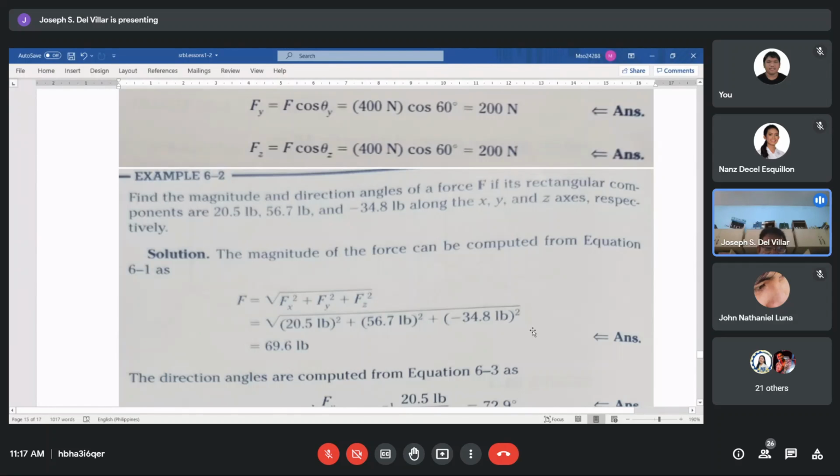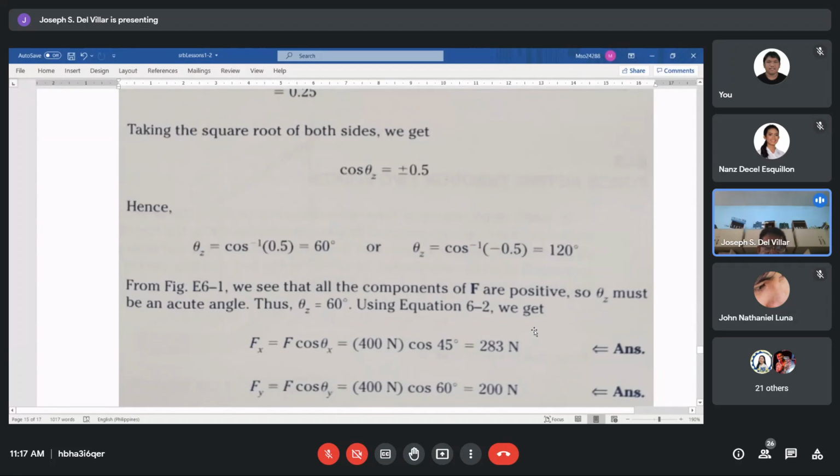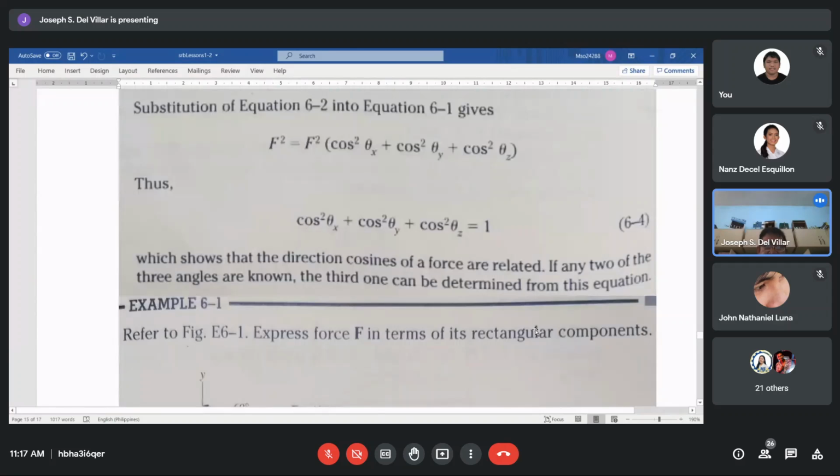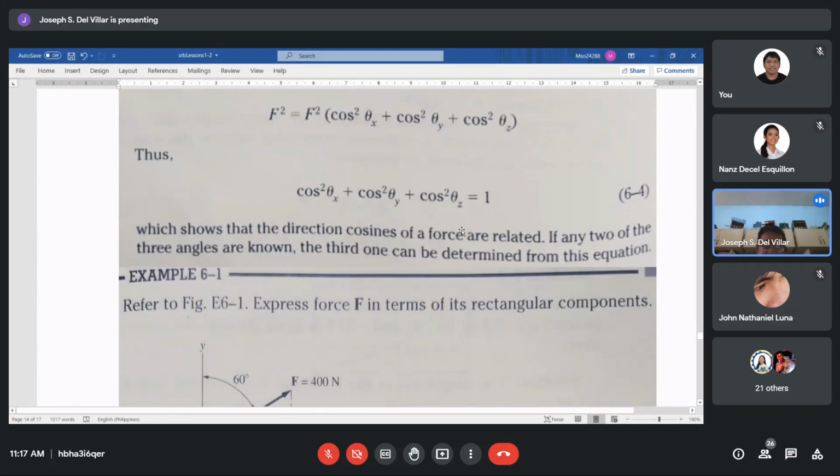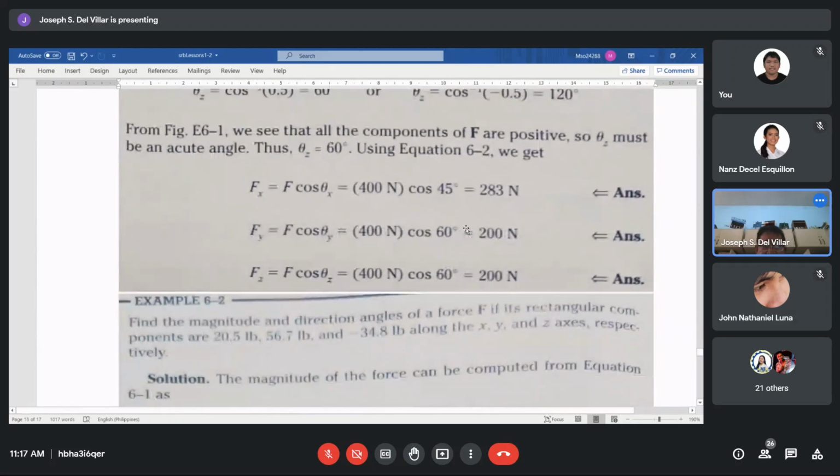Now, how do we solve for the direction angles? Saan makikita yung direction angles? Dito sa equation na to, no? Equation 6-2. Doon yung makukuha. And to solve for theta x, that is arc cosine of Fx over F. Theta sub y is arc cosine of Fy over F. And theta sub z is arc cosine of Fz over F. Okay?